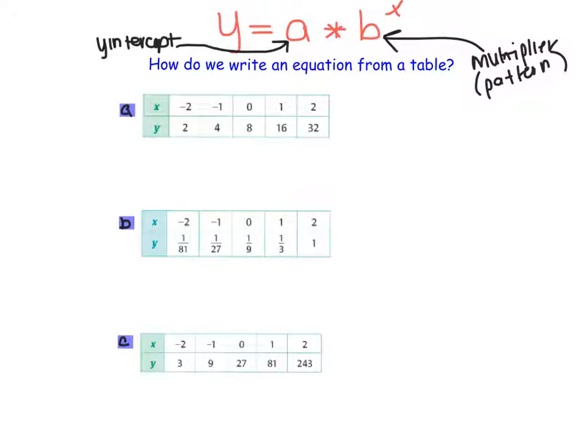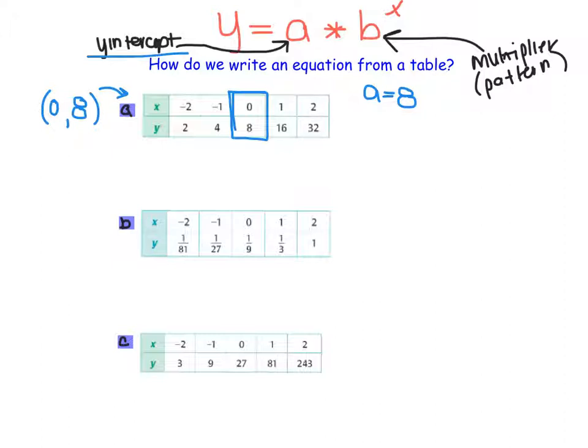So the first thing I'm going to look for is my a value, or my y-intercept value. And if I look at this first example here in example A, remember my y-intercept value is actually a point, and it's a point where x is 0 and y is some number. So if I look at my table here, I can find where I cross the y-axis if I look for where x is 0. And what I notice right here is that when x is 0, y is 8. So that is telling me that my y-intercept point is when x is 0 and y is 8. So my a value is equal to 8. That is where I am crossing the y-axis. So I found my first piece of information.